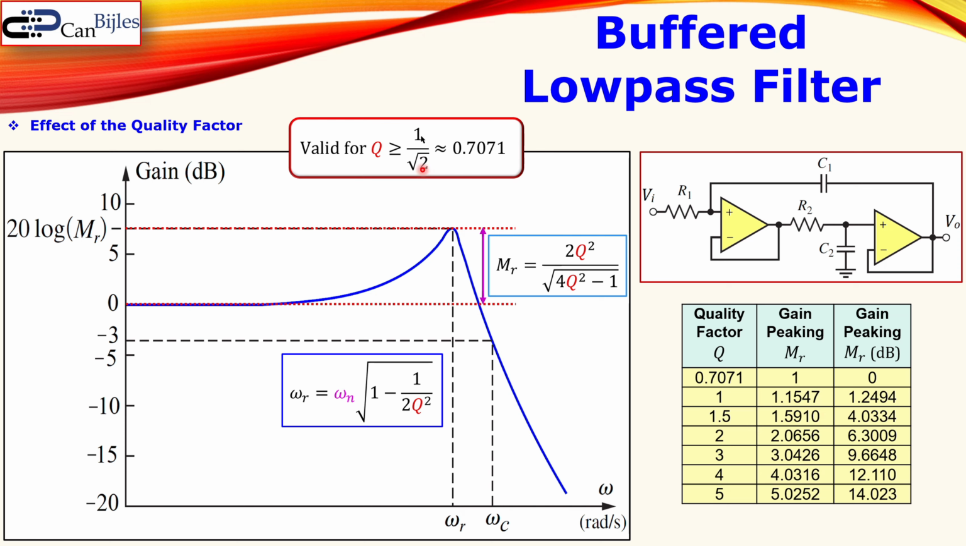So if you take exactly this value, you will get an MR of 1, which is also 0 dB if you use this formula. Now if you go to a quality factor of 1 or 1.52, so if you increase that, you will also increase your gain peaking. That means this will go larger and larger and larger, where you have a larger Q.